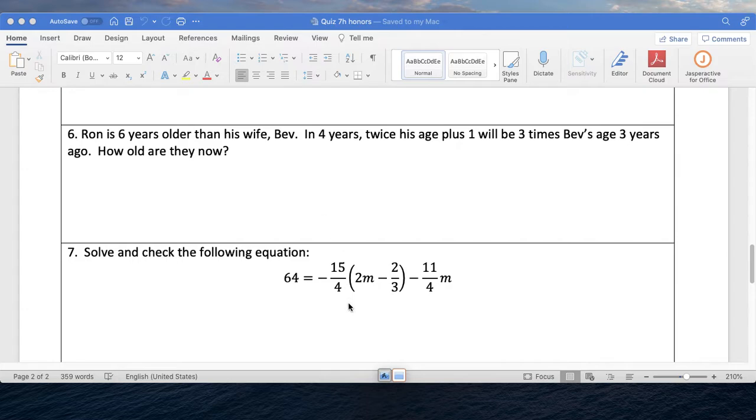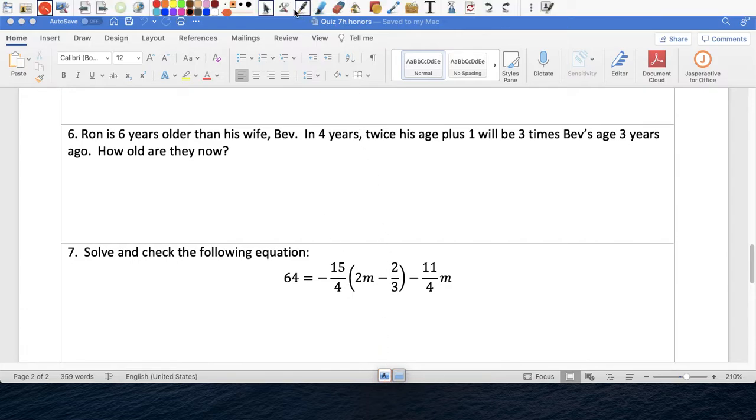Six is a little tricky. So we got Ron and his older wife. Ron is 6 years older than his wife, Bev. In 4 years, twice his age plus 1 will be 3 times Bev's age 3 years ago. I'm going to put a little star here. Warning. Put another star. So let's set this up.